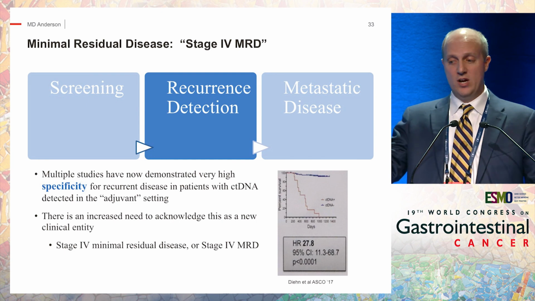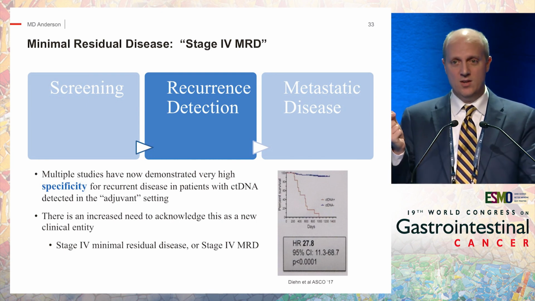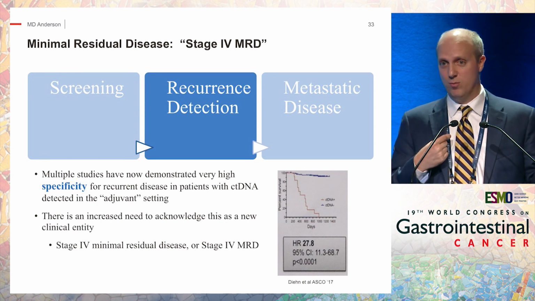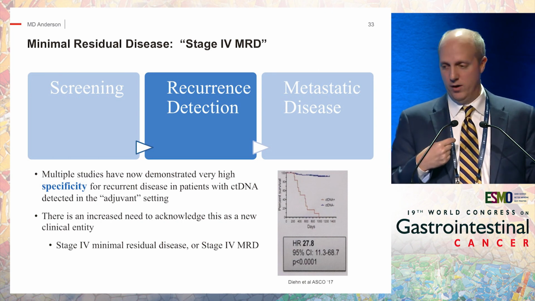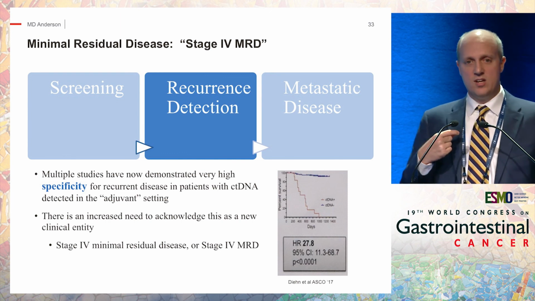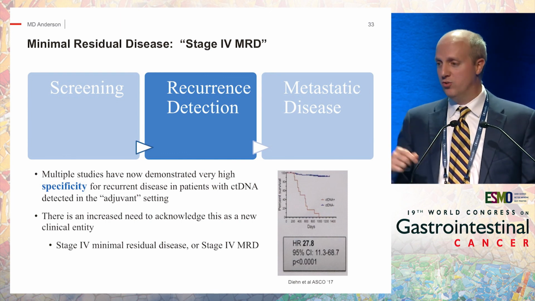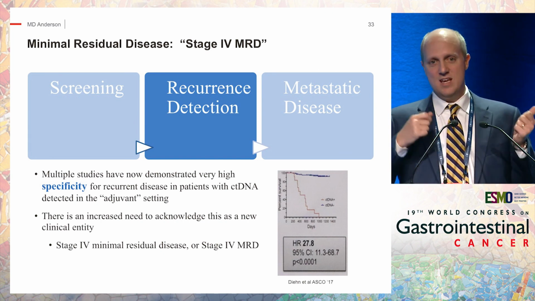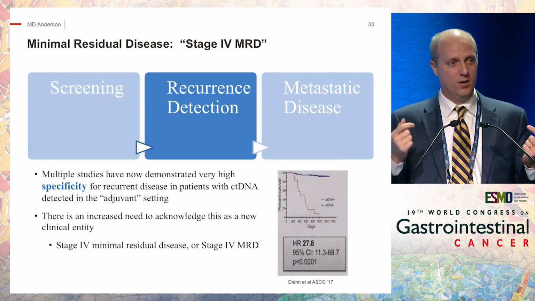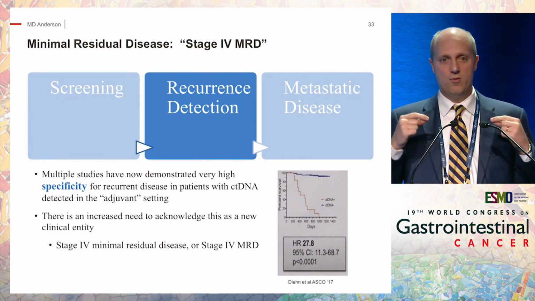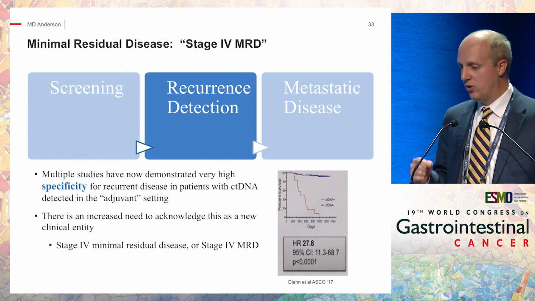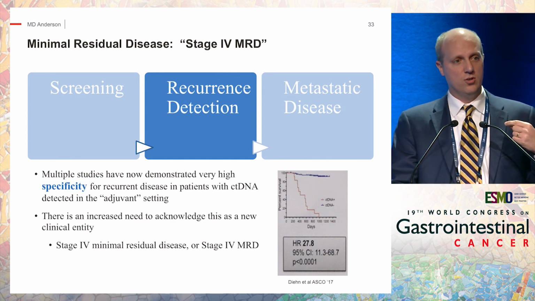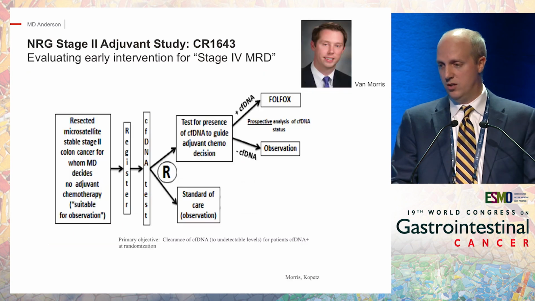So again, multiple studies have shown very high specificity, right? If patients have this detected in the blood and it matches that tumor, they have residual disease somewhere. And I think we need to just acknowledge this as a different group. And I'm actually proposing that we call this a stage 4 minimal residual disease, right? This is not stage 2, 3 with a high-risk biomarker. This is stage 4 disease that's just not radiographically evident. And so if we start to think of it that way, we can really start to change our approach to these patients.